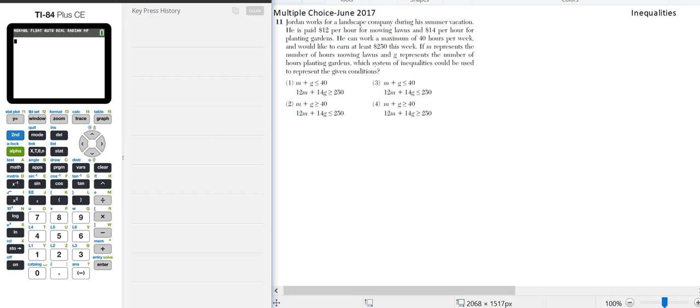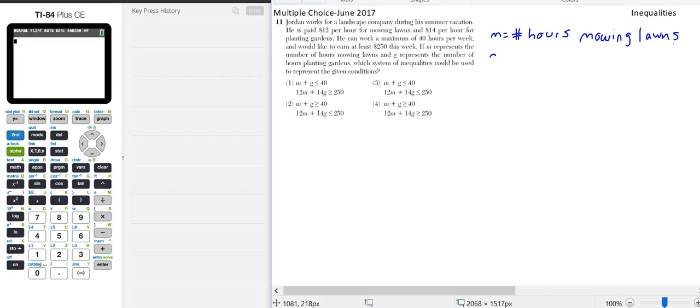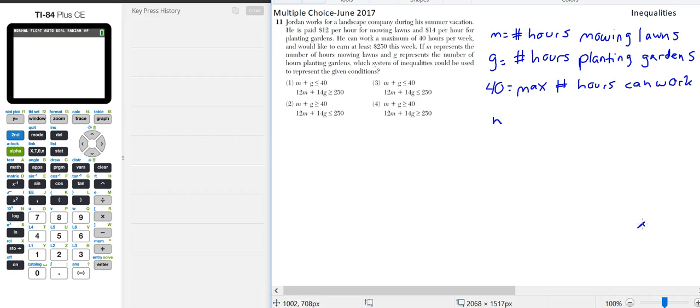So let's write out what we know. We know that M is the number of hours mowing lawns. And we know that G represents the number of hours planting gardens. And we also know that he can work a maximum of 40 hours per week. So that means that M plus G, the total number of hours mowing lawns and planting gardens, has to be less than or equal to 40. So this is going to be one inequality. What else do we know?